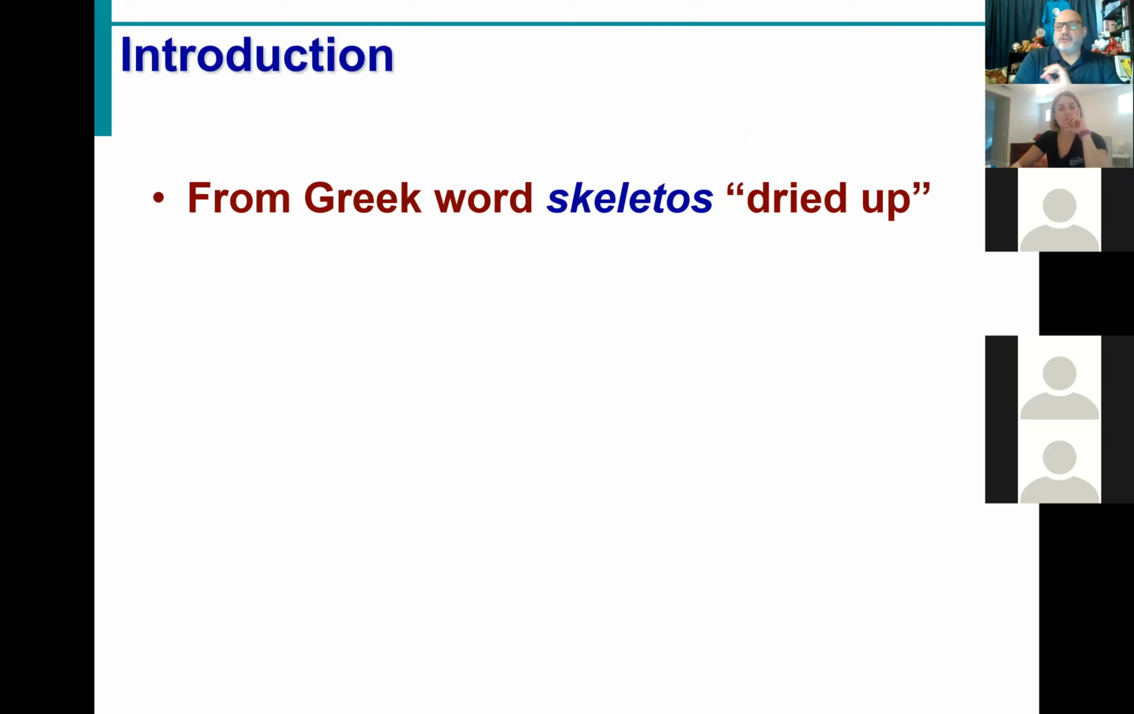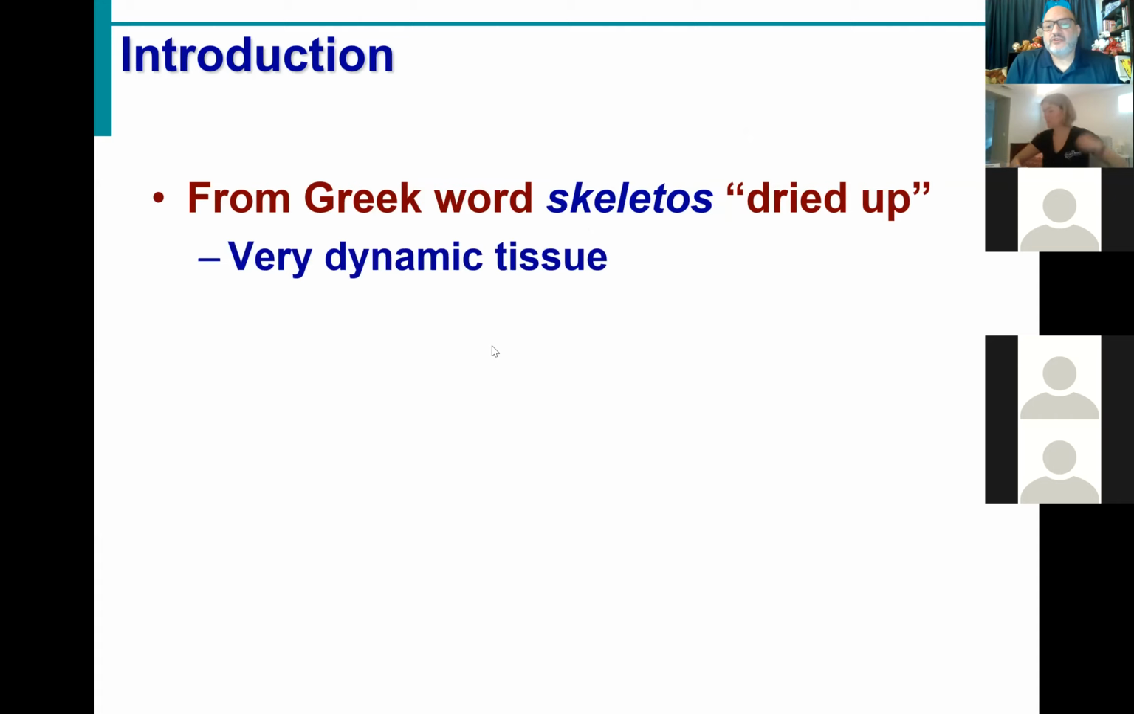So I don't remember if we talked about this before, but skeleton comes from the Greek word skeletos, which means dried up. Because usually when we see a skeleton, we see that dried up bone sitting out on somebody's tabletop or something along those lines. However, as we have talked about, bone is very well vascularized and it is an incredibly dynamic tissue. As we talked about, someone breaks their femur, and in 6 to 8 weeks, it's going to be healed and they're going to be as good as new as a result of that. So it is incredibly dynamic with a whole lot of stuff going on.